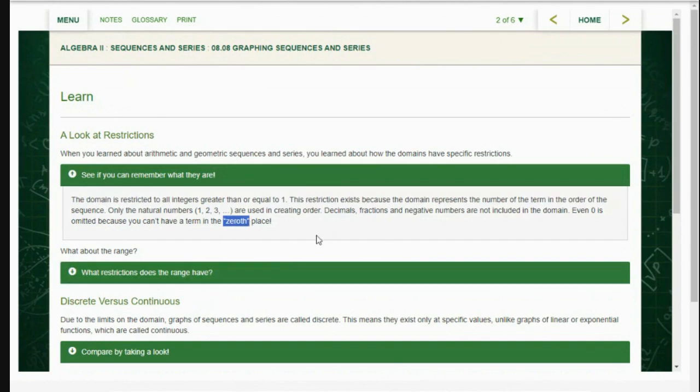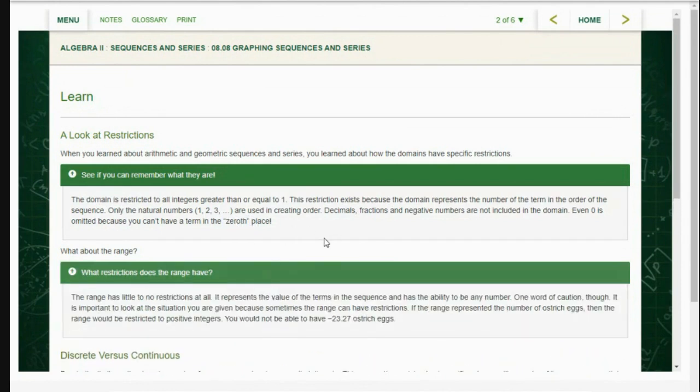So that's the restriction. But the range has little to no restrictions at all, unless, well, let me say it this way. The range can have restrictions based on the situation. If we said that there's a farmer that has chickens and every day he gets one more egg than he got the day before. So the first day he went out and got 2 eggs from his chickens. They weren't laying very much. The next day he got 3. The next day he got 4. It's an arithmetic sequence, right? 2, 3, 4, 5, 6, 7.